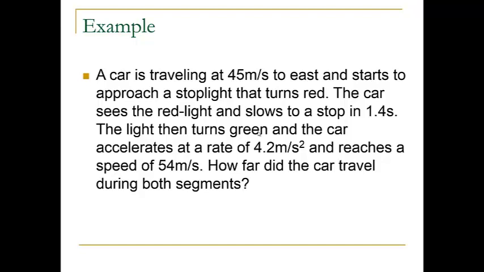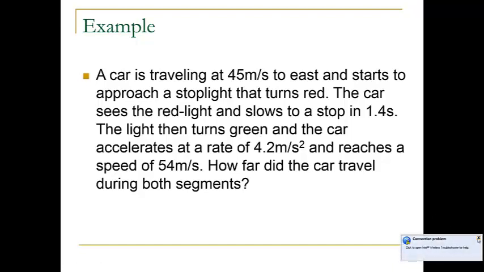Okay, same thing I do. So show all of your work. Show it neatly. Show all of your work. So the first thing they tell you is you have an initial velocity of 45 meters per second to the east. So you would write that as V naught.